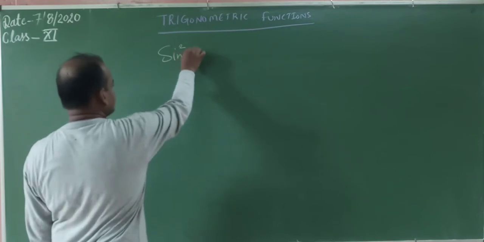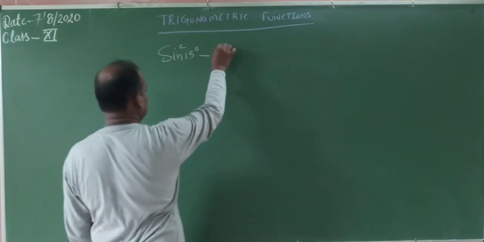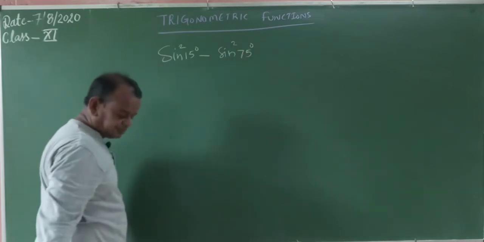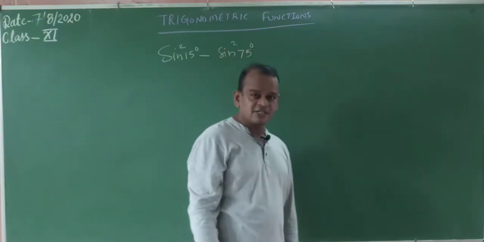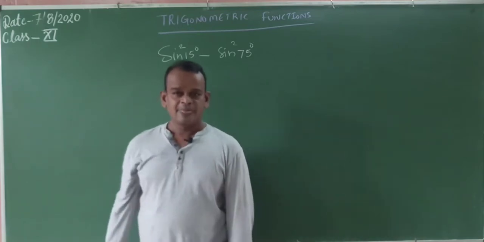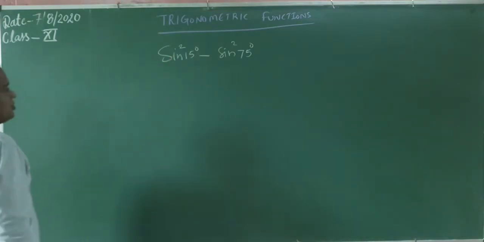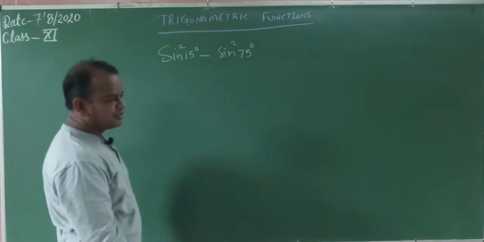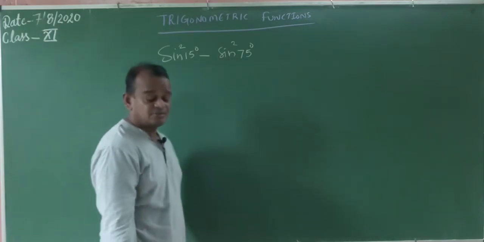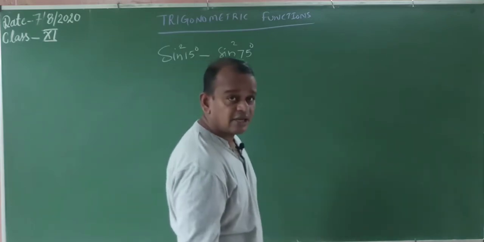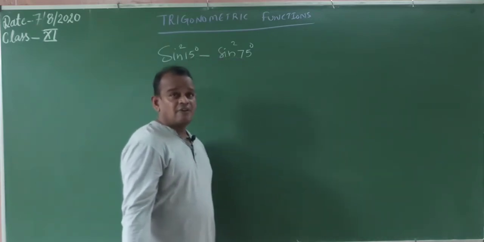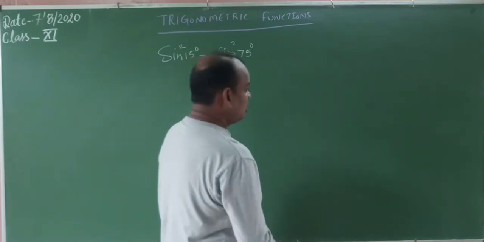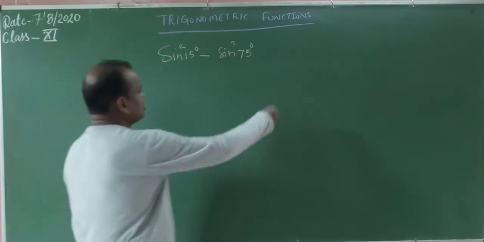Find the value of sin square 15 degrees minus sin square 75 degrees. Actually, you know the values of both. Sin 15 degrees you know, sin 75 degrees you know. Substitute and calculate the value. But it is a time-taking process.